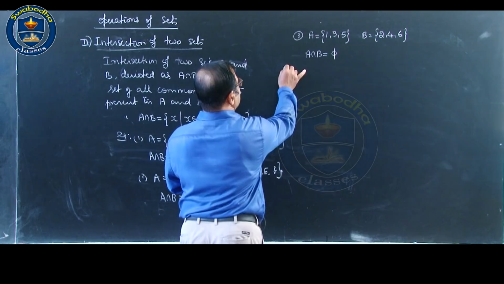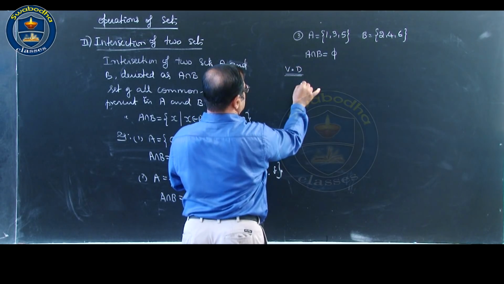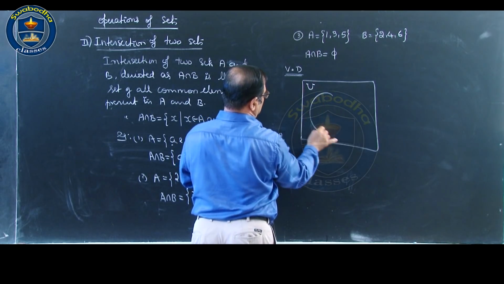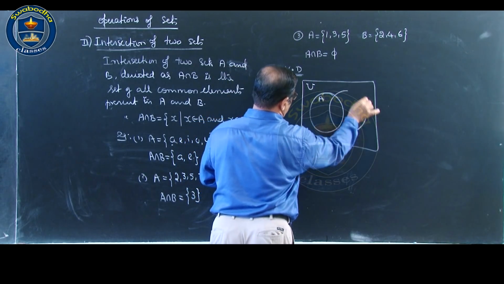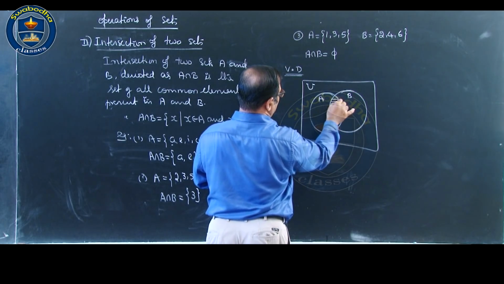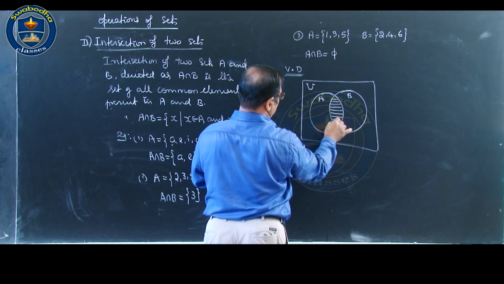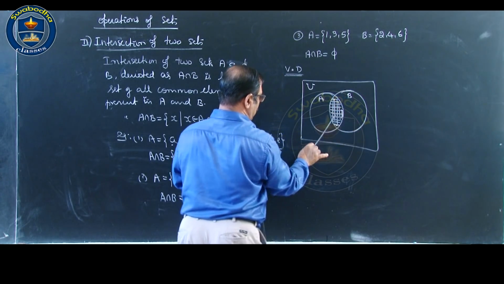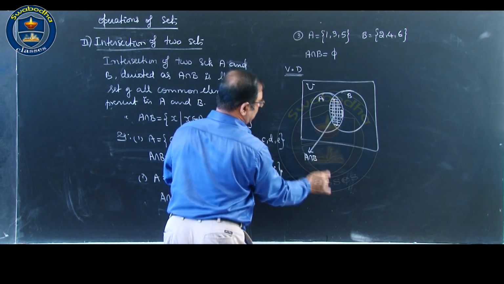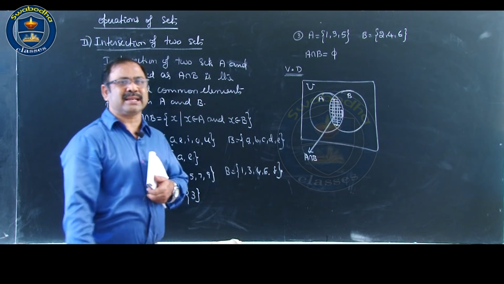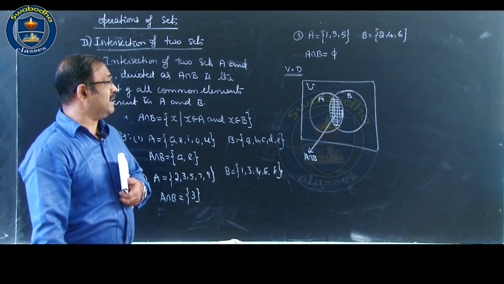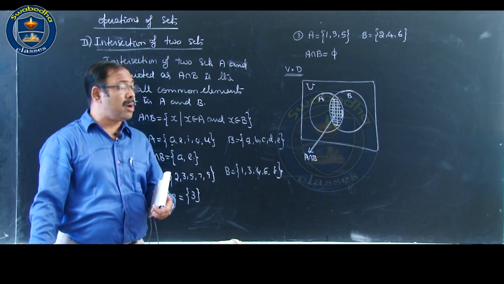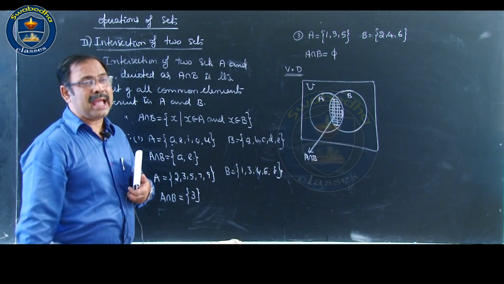Now, I will show you this Venn diagram. Let us consider this is U, set A, set B. Now, this is A intersection B. What is this? A intersection B is the common region determined by both A and B, or the common elements present in both A and B.